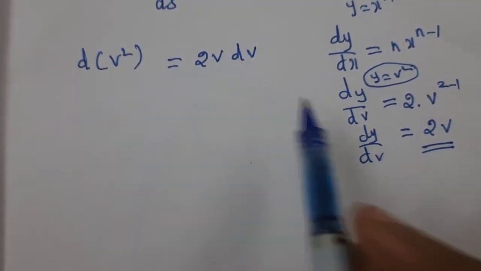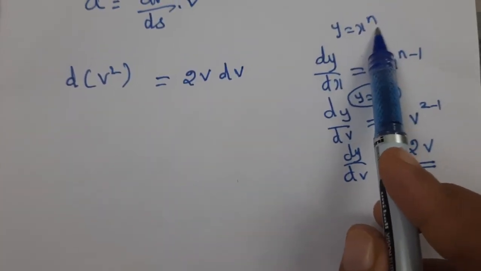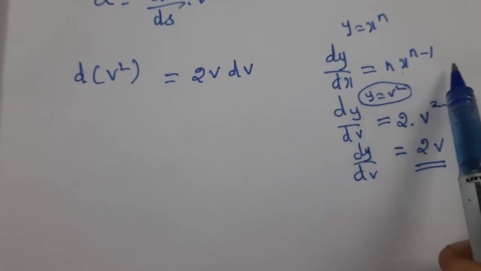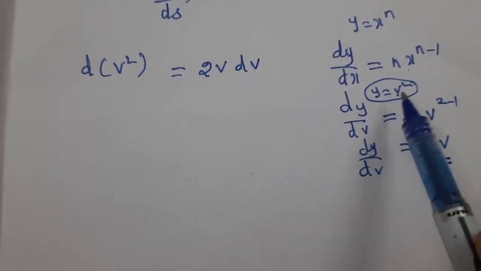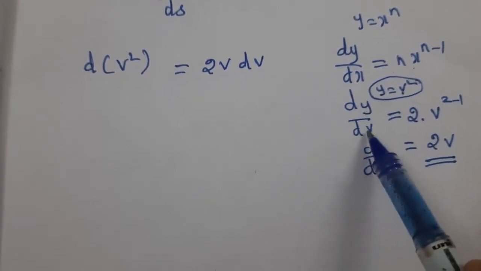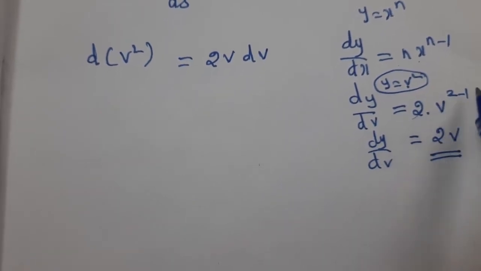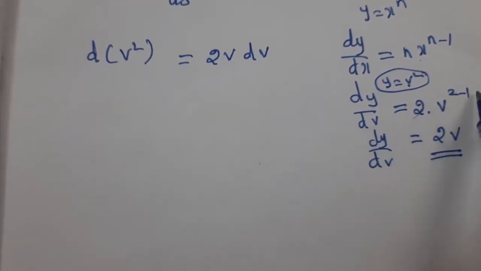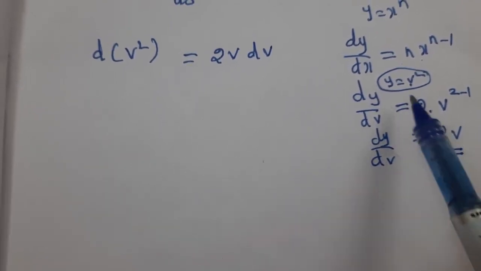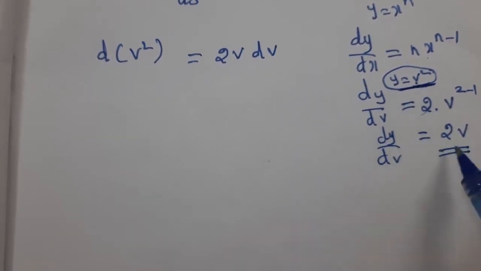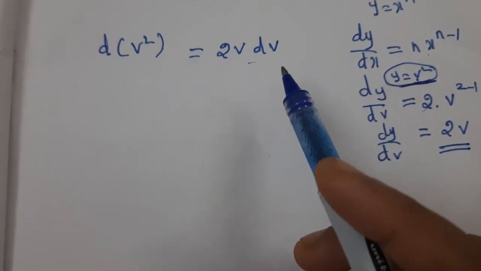How is it obtained? We know that y equal to x power n means dy by dx is equal to n into x power n minus 1. Here y equal to v square is the function, so we can write dy by dv with respect to velocity. n is equal to 2, so 2 into x power n minus 1. Here x is v, v power 2 minus 1, so we can write 2v. So the derivative of v square is equal to 2v dv.